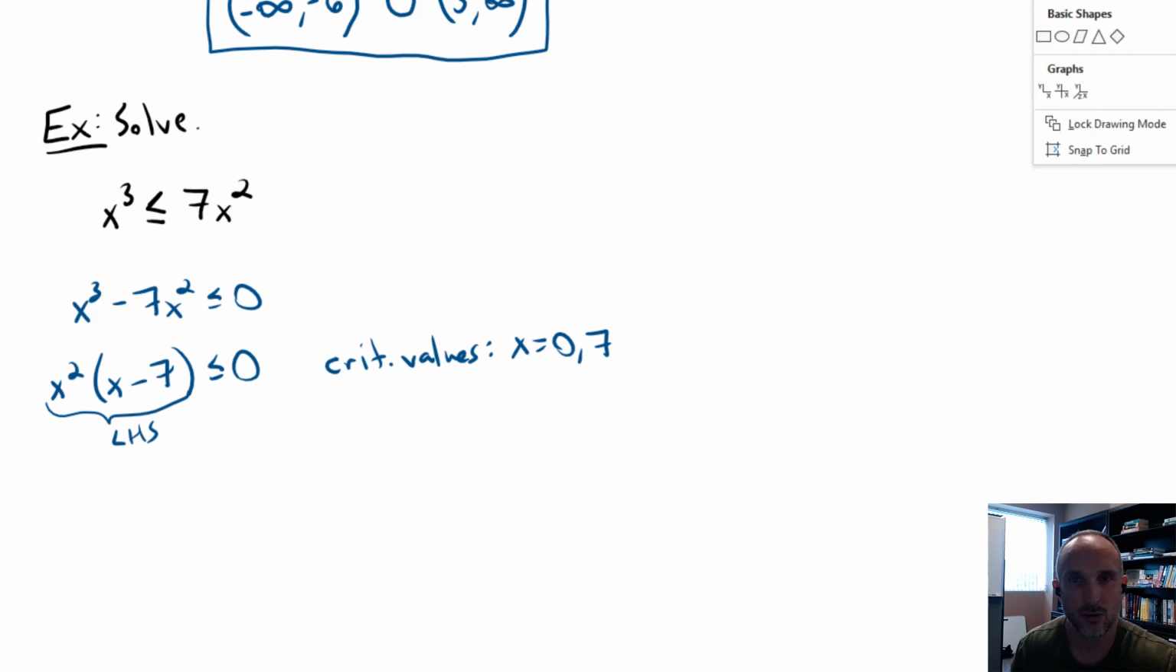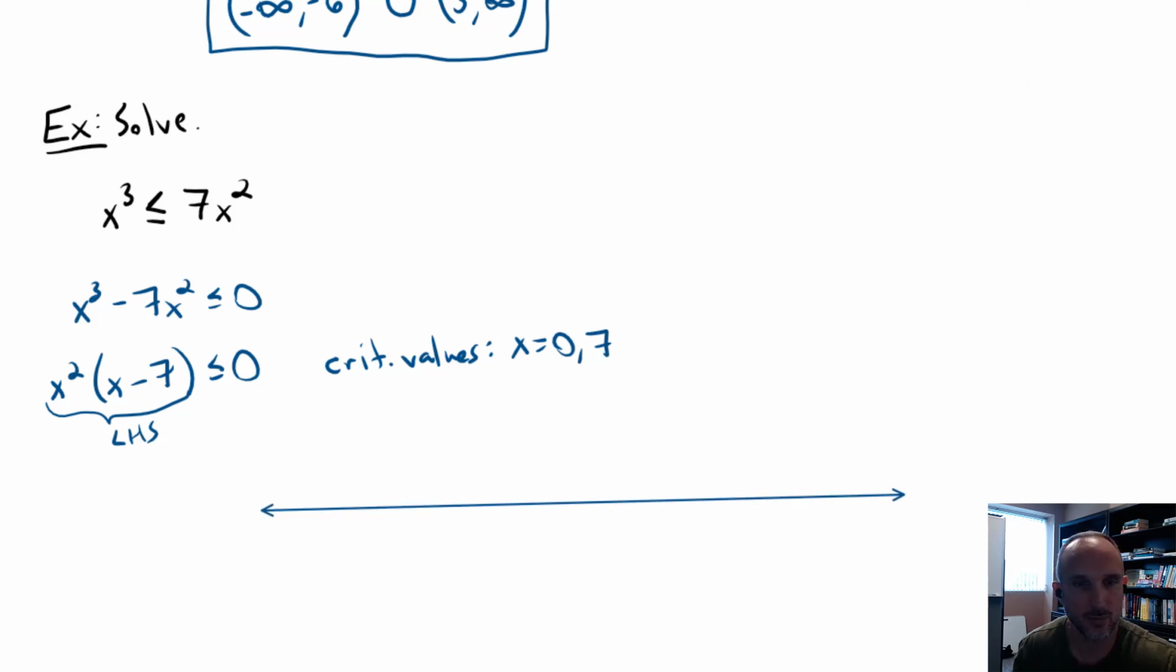So let's lay out our number line and sort of track what happens with this left-hand side. So our x values go down here, our left-hand side values go up here, and cut my number line at the critical values 0 and 7. Well, we already know if we plug 0 into the left-hand side, we get 0. If we plug 7 into the left-hand side, it becomes 0 as well. And now, if we plug in test points, let's say -1,000 on the left, positive 1,000 on the right, maybe something simple like 1 in the middle.